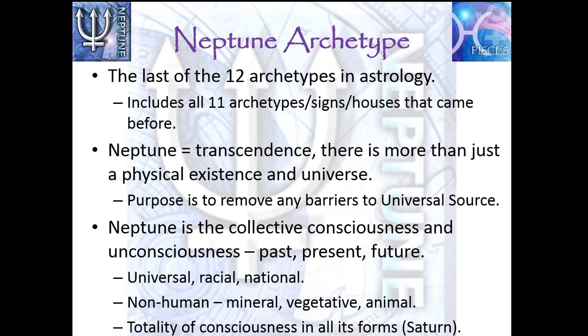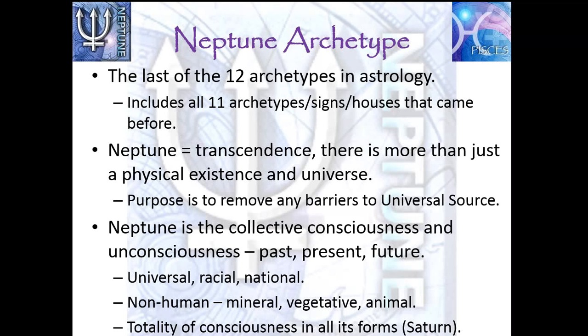So then Neptune, as a collective conscious unconsciousness, also includes past, present, and future. I'll explain more on that for you in the next slide, I think it is. And so that collective conscious unconsciousness is universal, all of us as a human species. It has sub-layers, racial, national, but Neptune will go beyond that. It'll go beyond the human species. It'll go into the non-human, the mineral, vegetative, and animal kingdom.